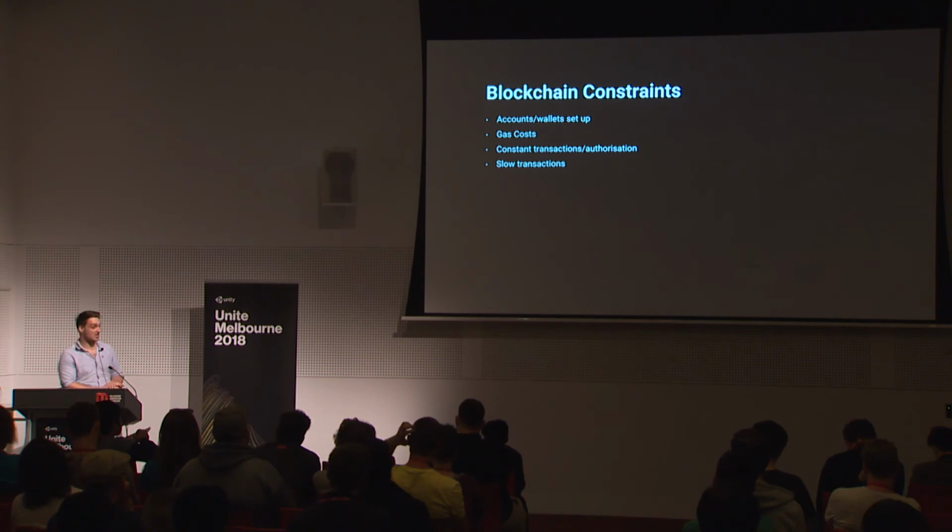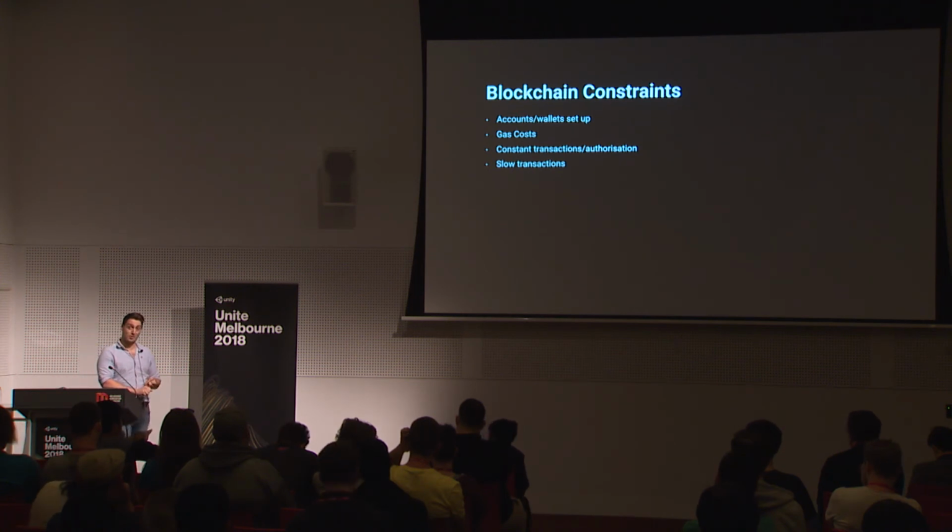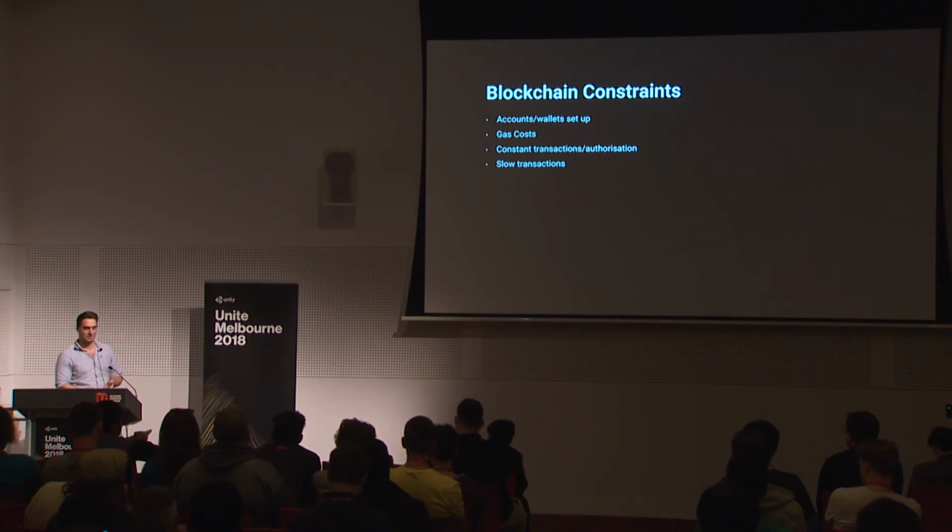And the transactions are slow as well. So I mentioned Bitcoin, there's a block about every 10 minutes. Ethereum's a bit quicker, it's a block every 15 seconds or so. But if you compare that to something like Visa, a popular payment system, they do about 2,000 to 5,000 transactions every second. So it's considerably slower.